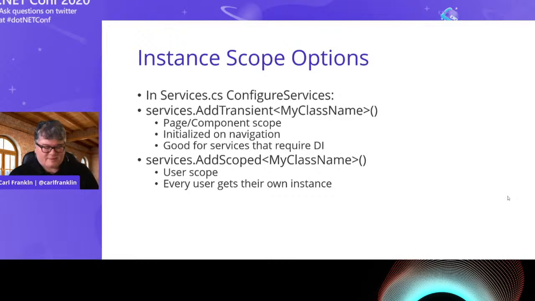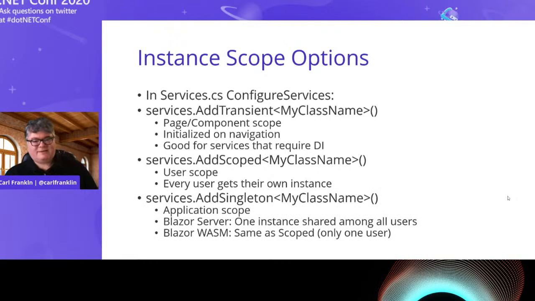Every user gets their own instance. And AddSingleton is the application scope. So in Blazor Server, one instance is shared among all the users. And in Blazor WASM, it's the same as a scoped service because there's only one user. You're not going to have more than one user. It's running in the browser, right?